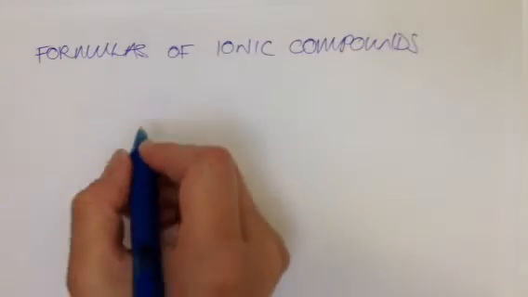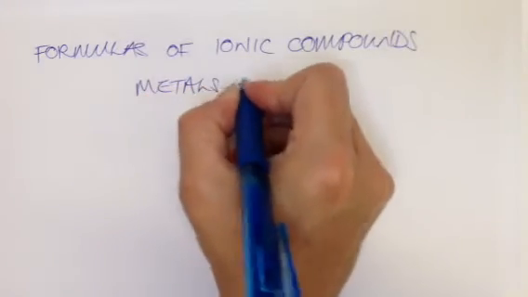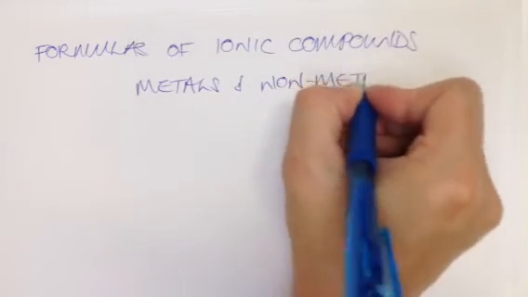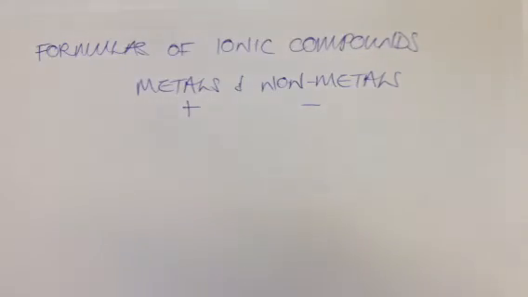As we know, ionic compounds form from metals and non-metals. And as we talked about in chapter 4, metals form cations, non-metals form anions. Now remember, not everything forms ions, but if they do, metals form cations, non-metals form anions.